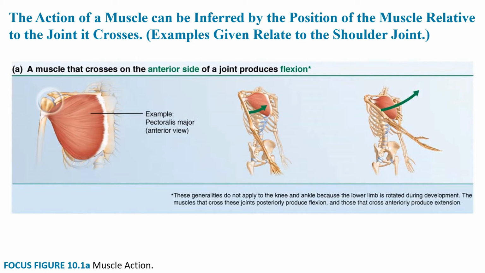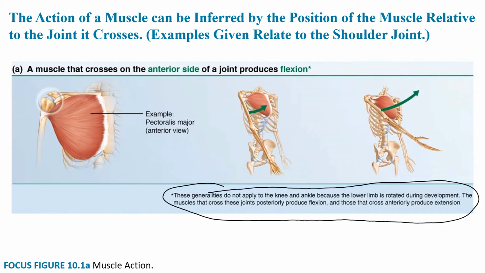This is going to work for the upper limb. The different principles I'm going to talk about right now don't necessarily apply to the knee and the ankle. If you read down here, it says generalities do not apply to the knee and ankle because the lower limb is rotated during development. The muscles that cross these joints posteriorly produce flexion, and those that cross anteriorly produce extension. So when we're talking about the lower limb, it's going to be different from what we're now going to talk about when we talk about the shoulder.